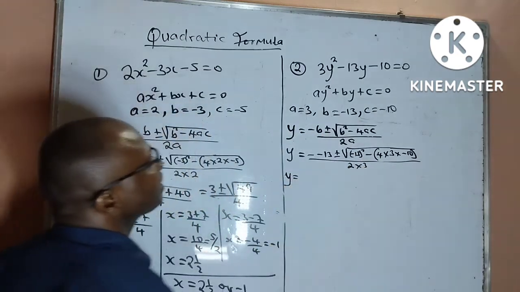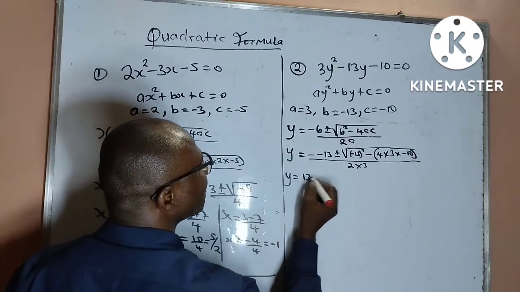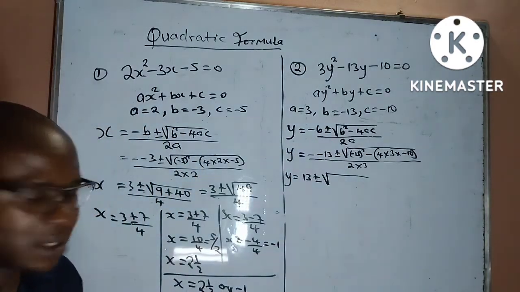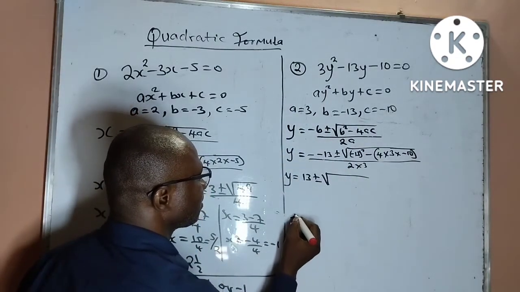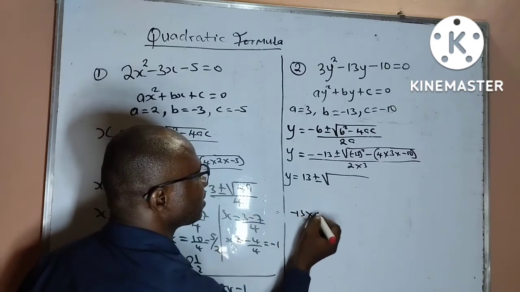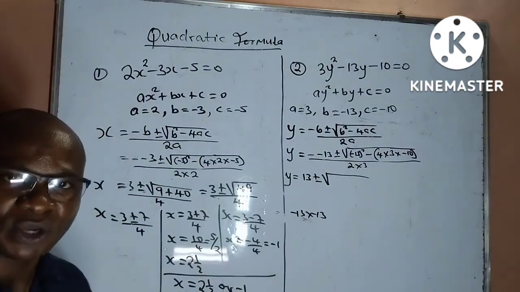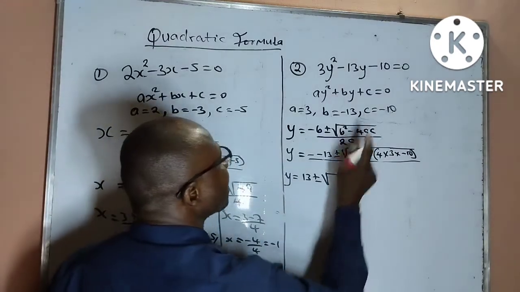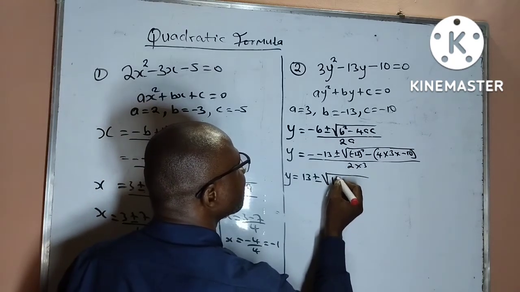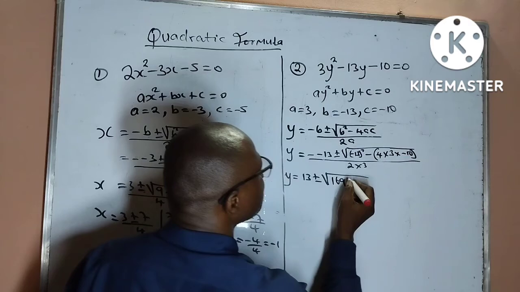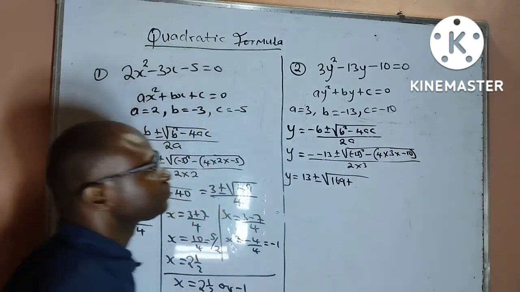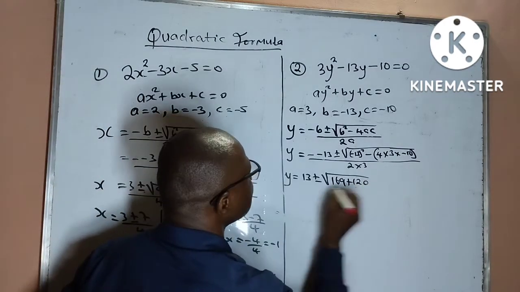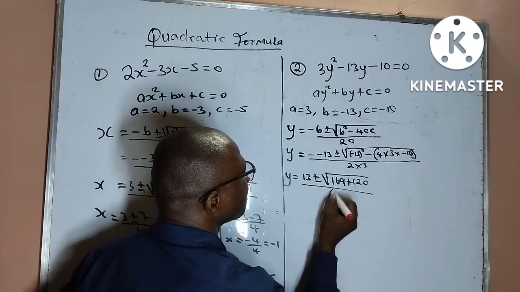So we move on. Meaning that minus minus is plus. So I have 13 plus or minus the square root of minus 13 squared, which is 169. What does it mean? Minus 13 times minus 13. Minus times minus is plus. Then 13 times 13 is 169. So negative 13 squared is 169. Minus times minus we change to plus. And 4 times 3 is 12. 12 times 10 will give me 120. Everything all over 2 times 3, which is equal to 6.